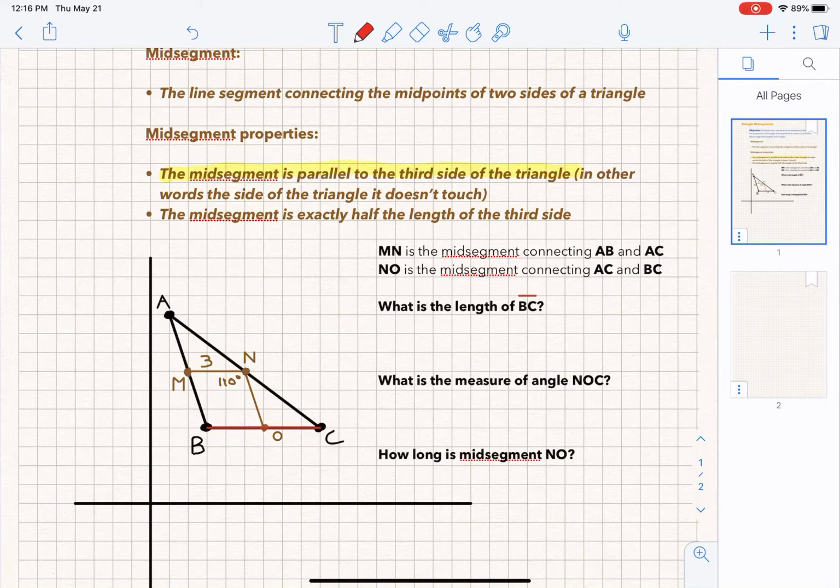You might want to notice here that we can actually tell from the graph, right? BC is going to be 6. But say we didn't have graph paper and we just had this drawing, okay? Given that we have midsegment MN, which is 3 units, and because the midsegment is exactly half the length of the third side, we can say that BC is going to be 6 units. So I'm just going to write that in there.